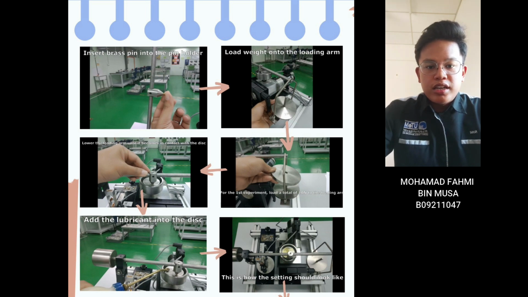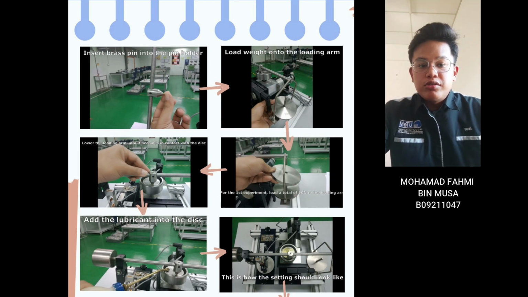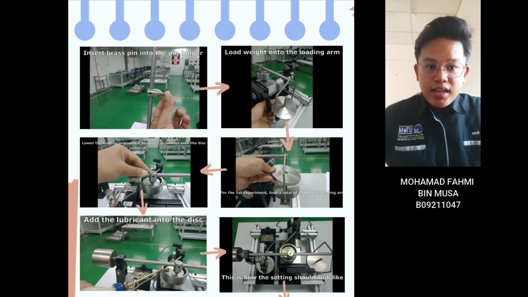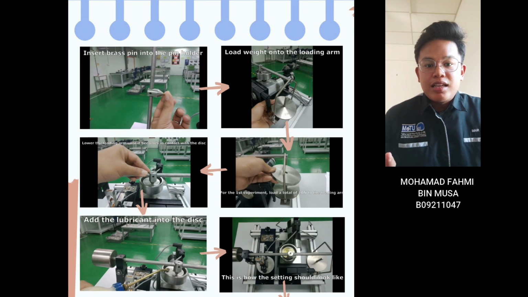You use 10 Newton or you want to use 20 Newton for the experiment, depending on what data you need. After we attach the brass pin and load the weight, lower the loading arm until it touches the surface of the disc. After that, we need to add a little bit of lubricant onto the disc.